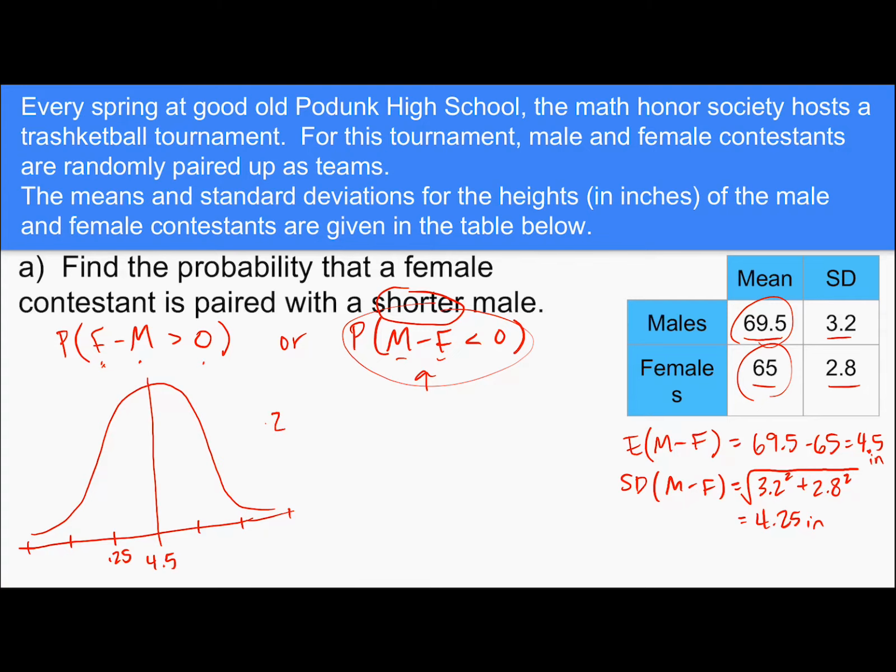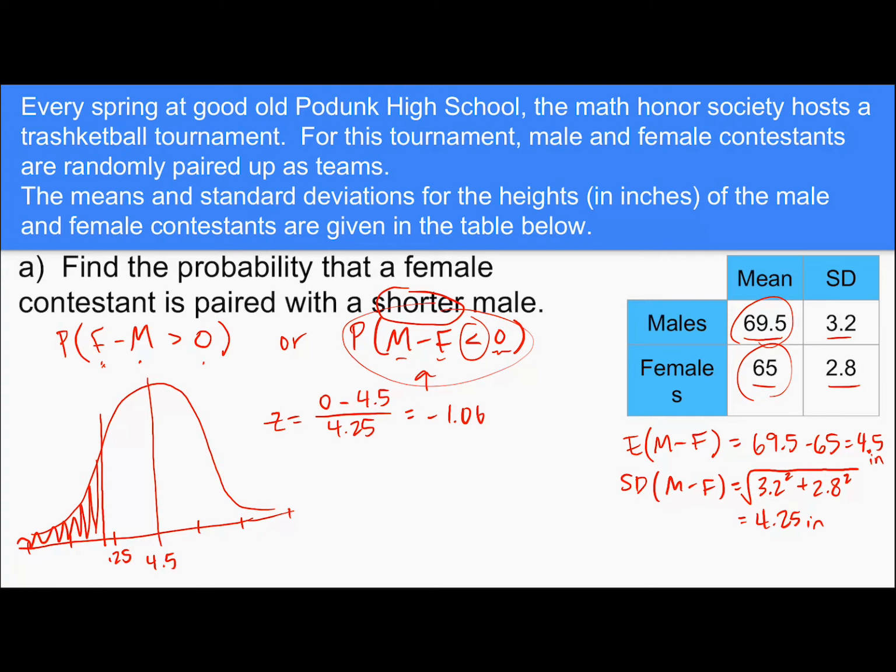So now we're finding that probability. The next step would be to find a z-score. My observed is 0, because that's where I'm drawing a line. I want to find where that difference in heights is less than 0. So 0 is my observed minus the mean of 4.5 divided by my standard deviation, 4.25. And then I get a z-score of negative 1.06, so a little over 1 standard deviation below the mean. And we were finding where it's less than 0, so I'm going to shade to the left.